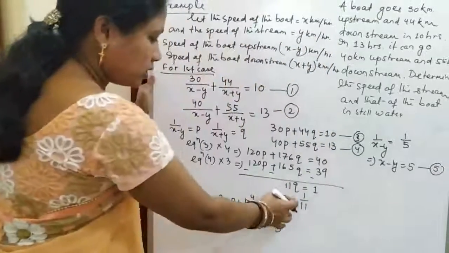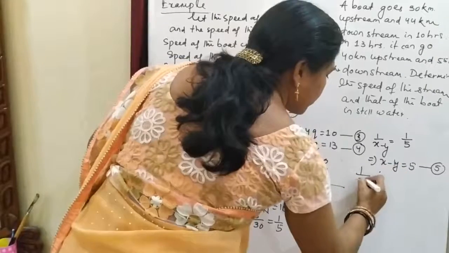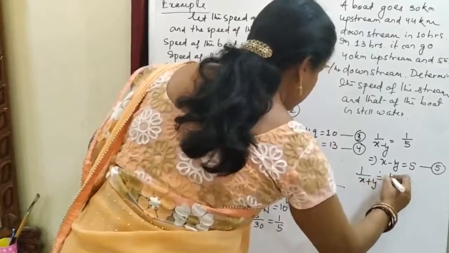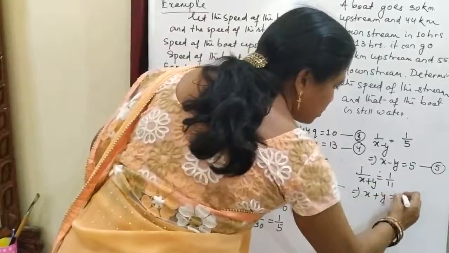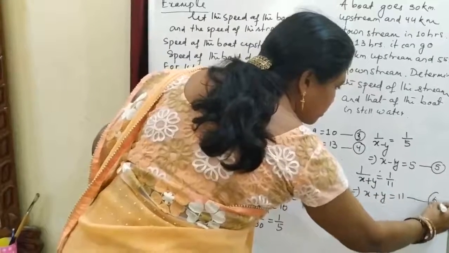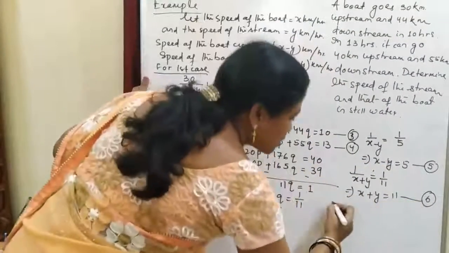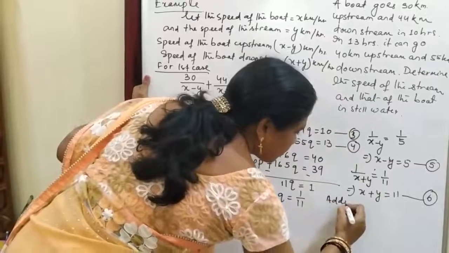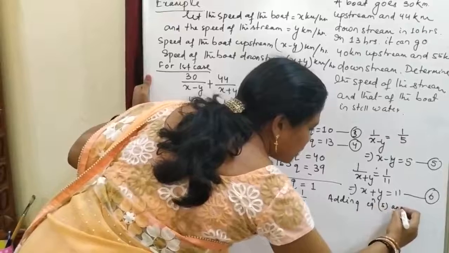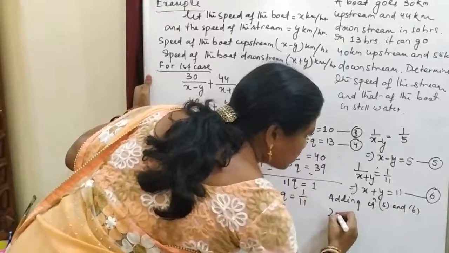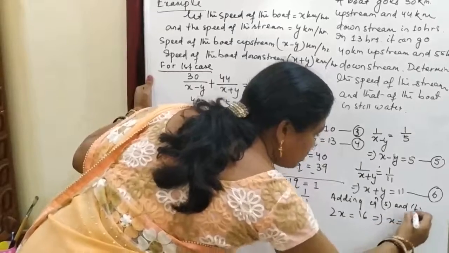Then what is q? 1 by 11. So 1 by x plus y is equal to 1 by 11. So this implies x plus y is equal to 11. So this is our equation 6. By adding equation 5 and 6, we got 2x is equal to 16. So this implies x is equal to 8.